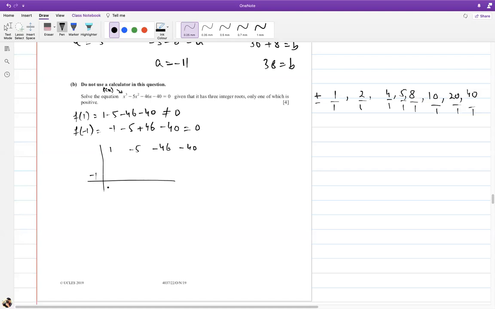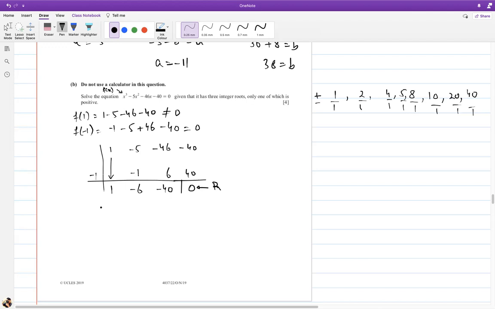So I put minus 1 here, I'll get 1. I move this thing here, I get 1. Minus 1 times 1 is minus 1, so that gives me minus 6. Minus 1 times minus 6 is plus 6, that gives me plus 6 here. So minus 46 plus 6 is minus 40, and minus 40 plus 40 is 0, which is my remainder. Remember, in synthetic division, this is your remainder, and that whole thing is your quotient. And if the remainder is 0, the thing is a factor.